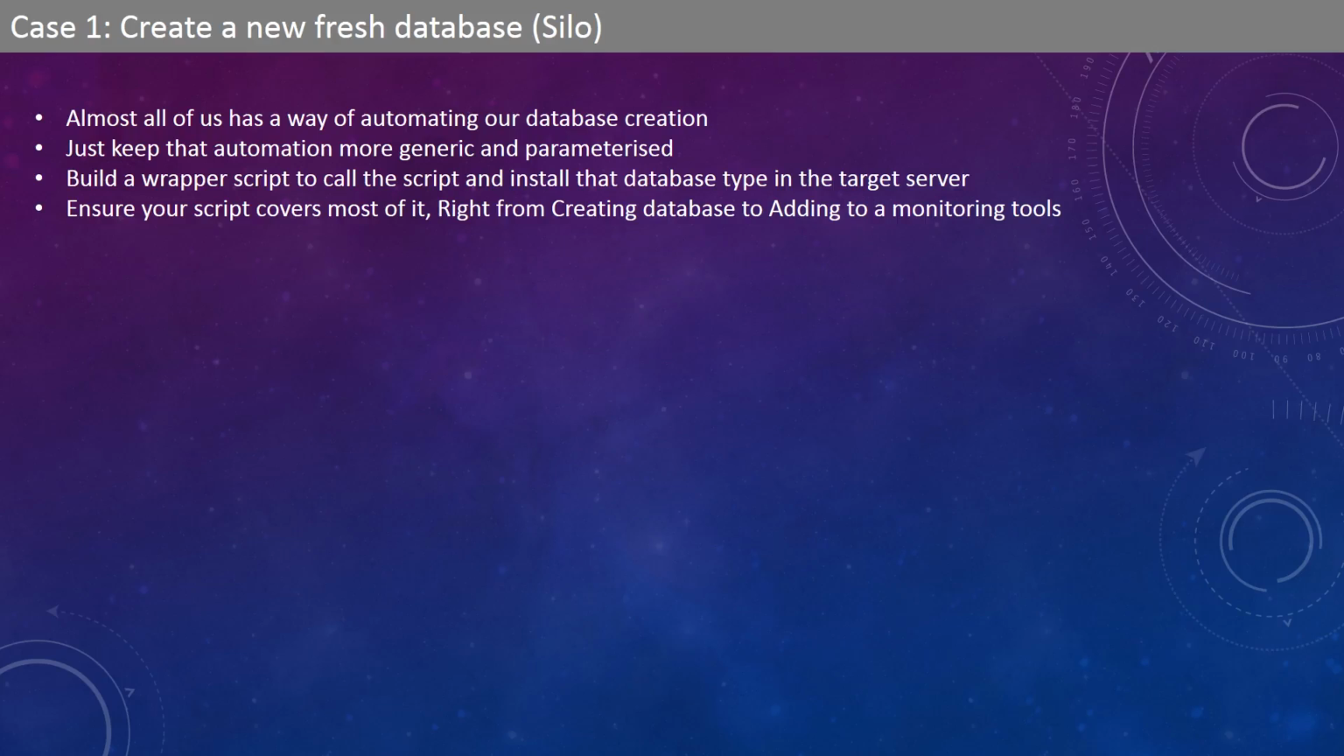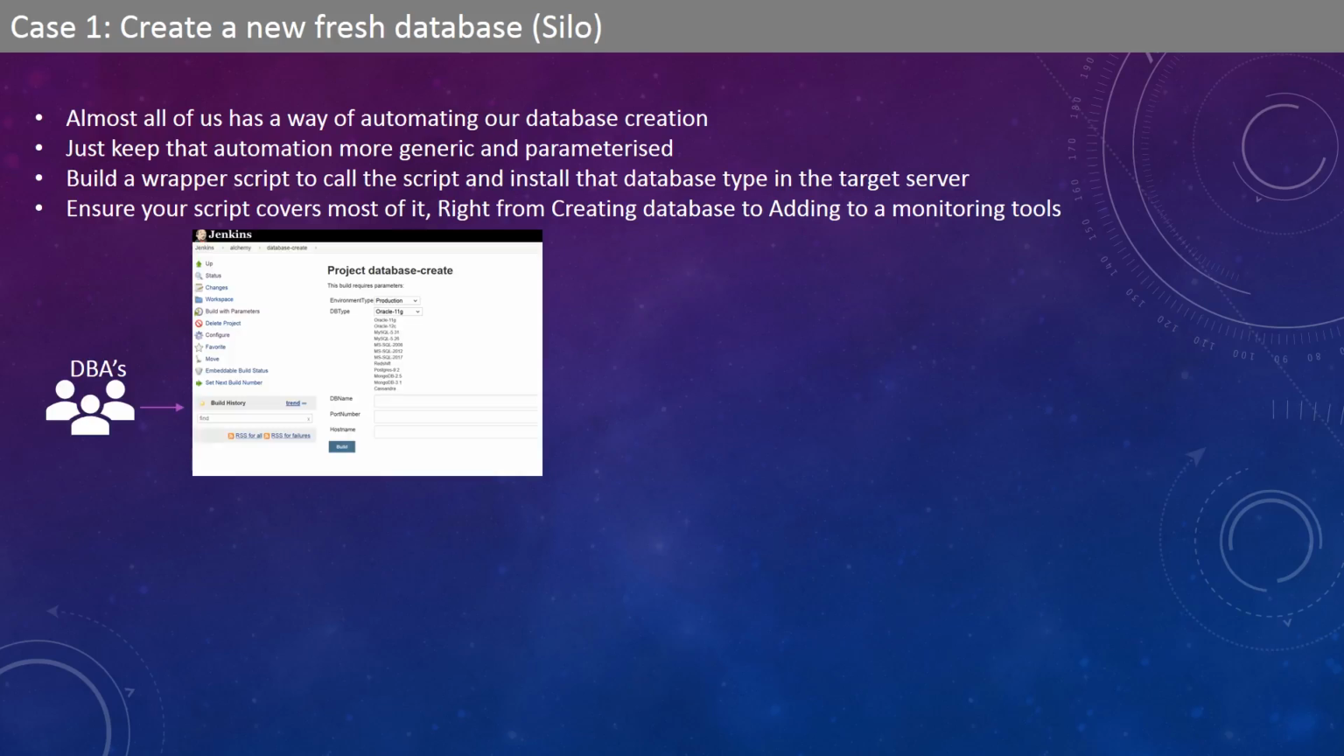Build a wrapper script to call the scripts and install the database type on the target server. Ensure our script covers most of it, right from creating the database to adding monitoring tools. This is the key piece of it. Majority of us will just create the database and ask the monitoring team or the scheduling tool to deploy the scripts or start monitoring the server. But in a DevOps environment, our script has to manage creating the database right away, as well as adding those monitoring tools. So we need to know the monitoring tools and how they work in our environment.